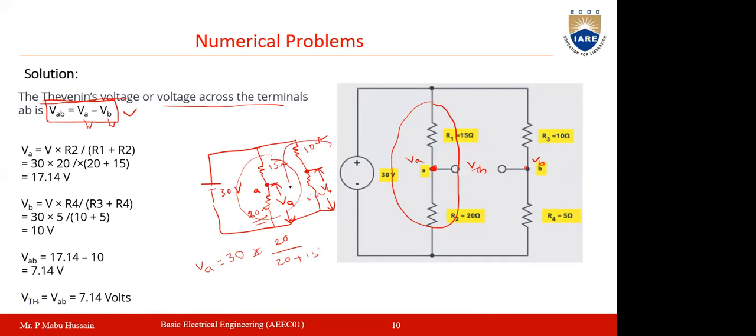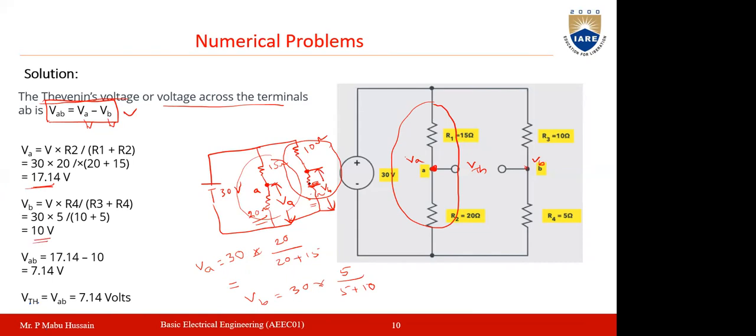Similarly, these two series resistances are connected across the same 30 volts. So the value of VB will be 30 into 5 by 5 plus 10. So VA is 30 into 20 by 20 plus 15, and VB is 30 into 5 by 5 plus 10. If you solve this, you get VA as 17.14 volts and VB as 10 volts.